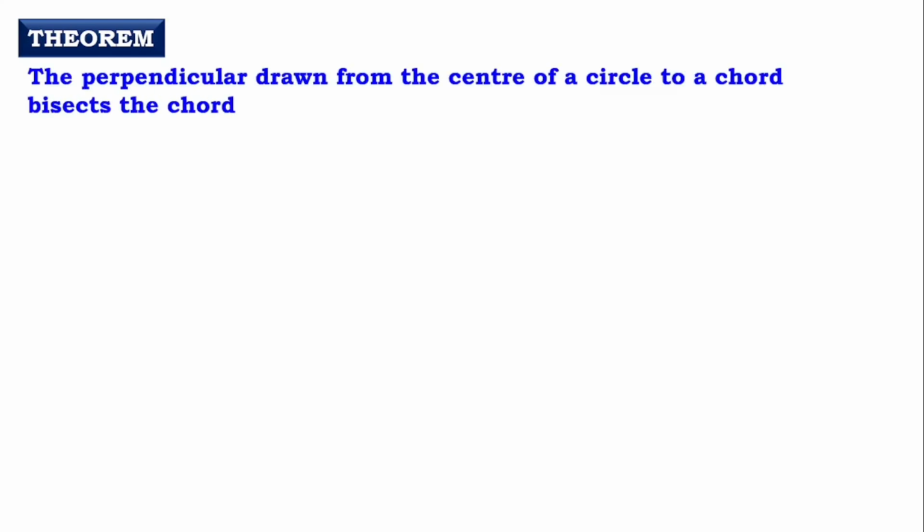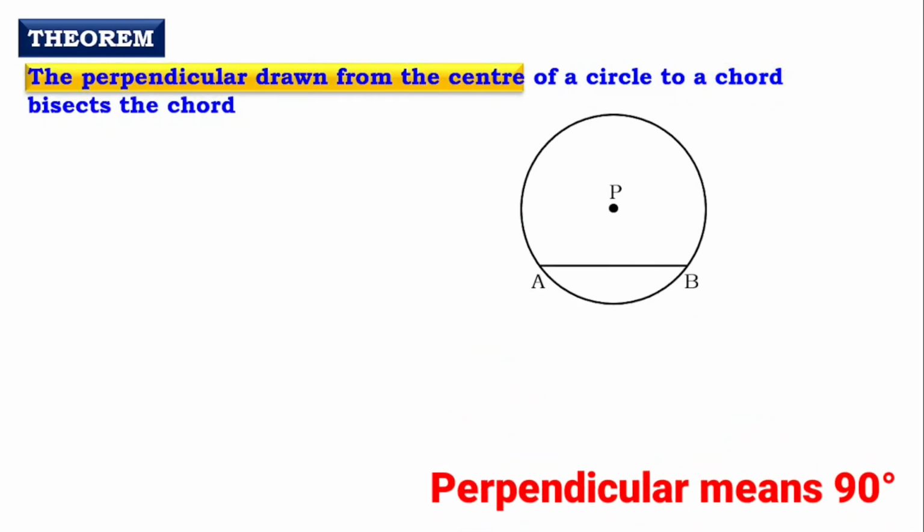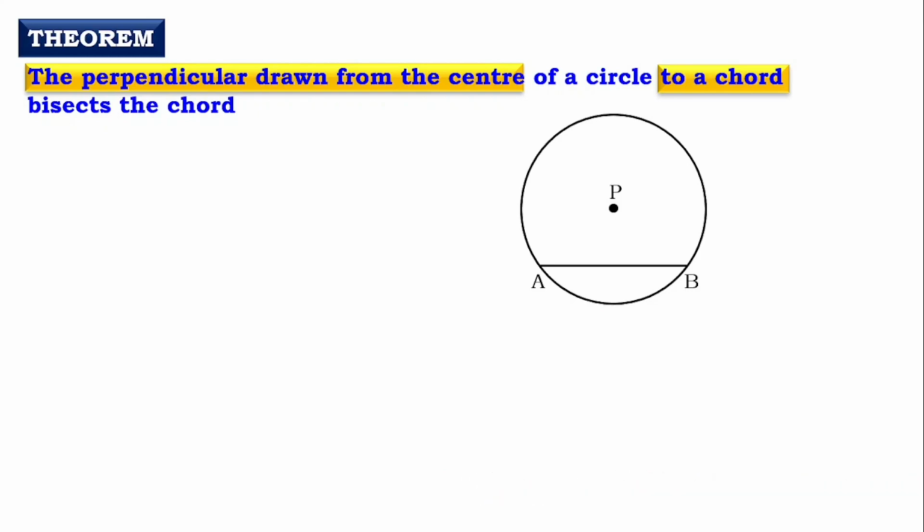The perpendicular drawn from the center of a circle to the chord bisects the chord. Now let us understand this statement with the help of a figure. This is a circle with center P, and there is chord AB. The perpendicular is drawn from the center to the chord. So I'll draw a perpendicular from center P towards chord AB. See this. This segment PE is perpendicular to what? Chord AB.